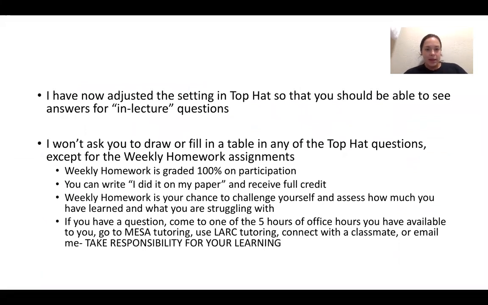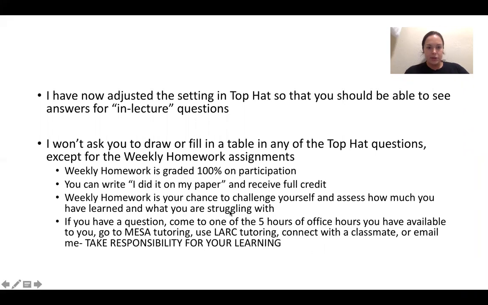Some of you mentioned that you thought you could see the correct answers for your in-lecture questions. I've now adjusted the settings in Top Hat, so you should be able to see the answers for the in-lecture questions. But for homework, sometimes it might have the answer, sometimes it might not, just because your weekly homework questions are a little bit more involved, and so it's not always a straightforward process to get the answer in there, okay?